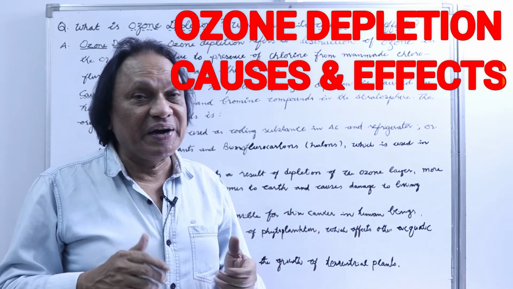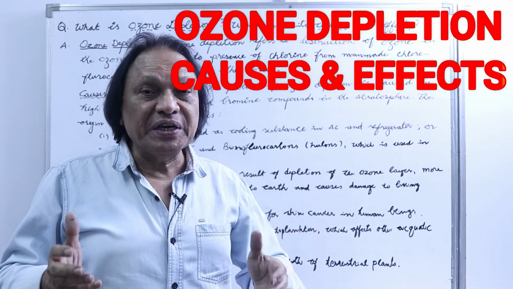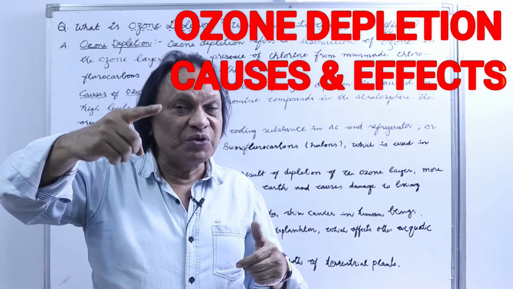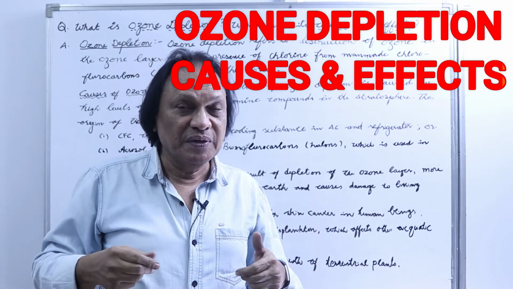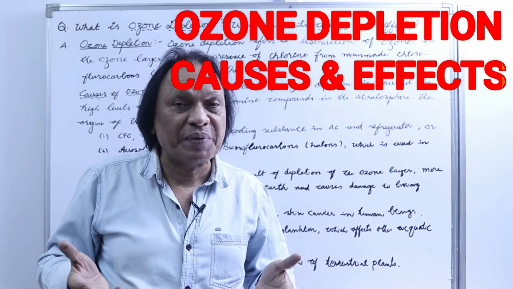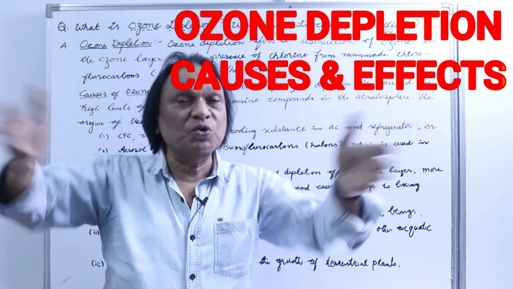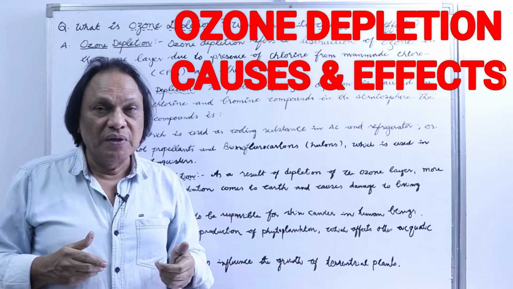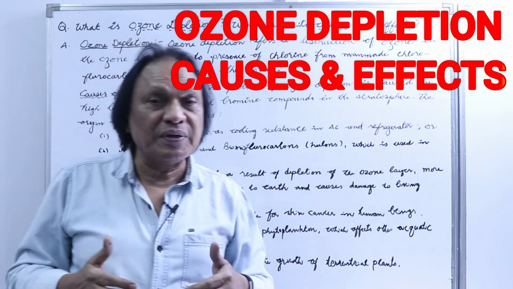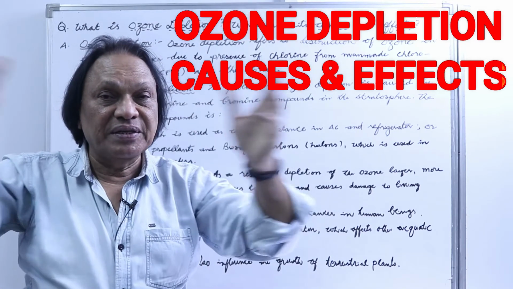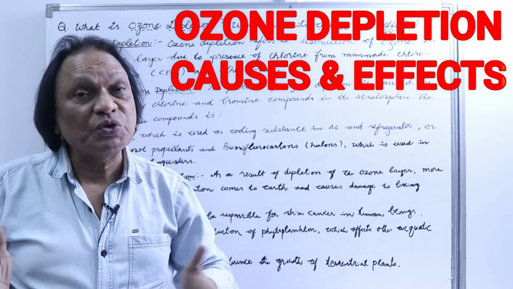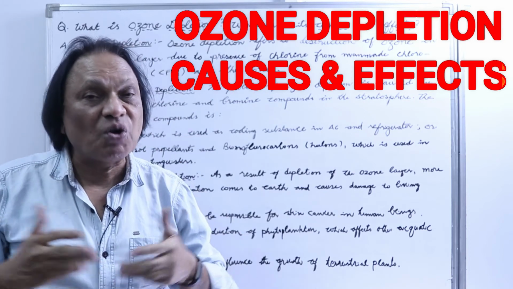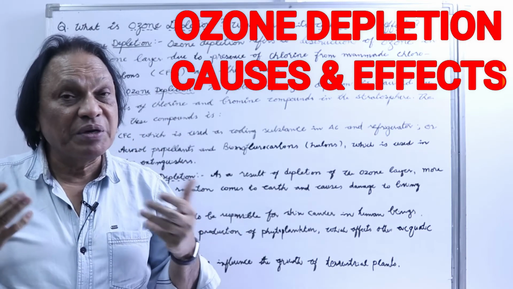Today we'll be discussing another very important topic in your real life as well as for your board examination. That is ozone depletion. The causes of ozone depletion and the effects of ozone depletion. What exactly is ozone? There is an ozone layer in the stratosphere. This ozone layer protects us from UV rays, ultraviolet rays coming from the sun.